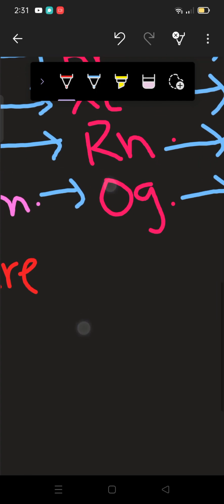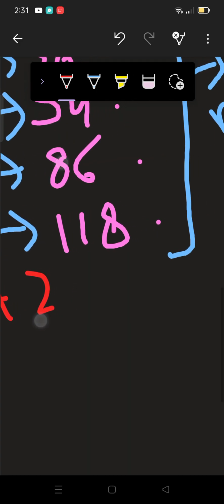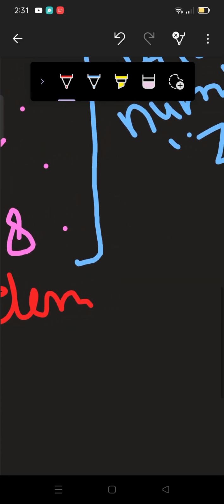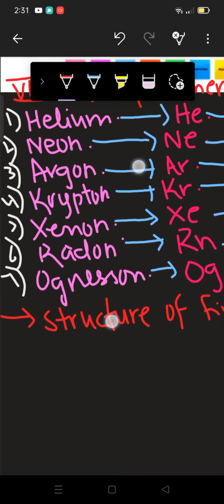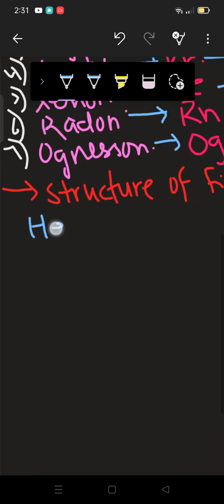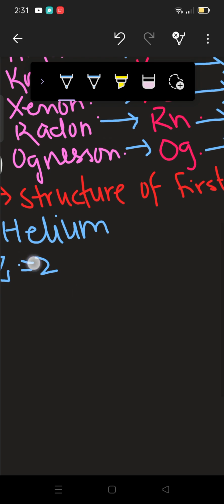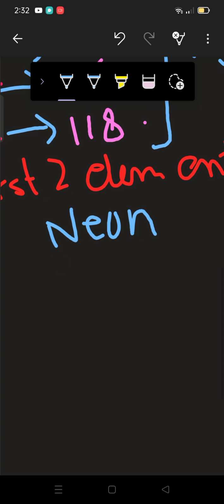Structure of the first two elements or noble gases. Alright, so first we are going with helium, then we'll go with neon. I should write here helium, and it has atomic number of 2. Z is equal to 2. Then neon, which has atomic number of 10.